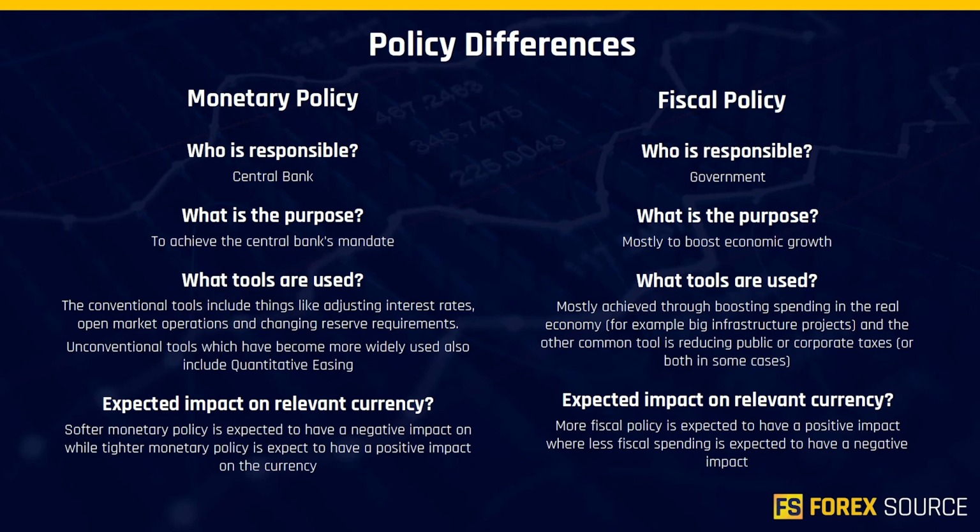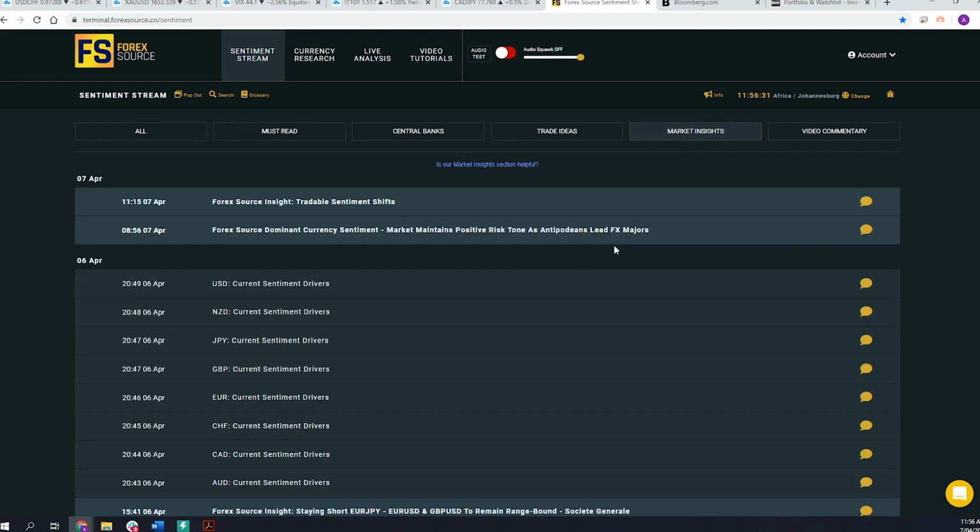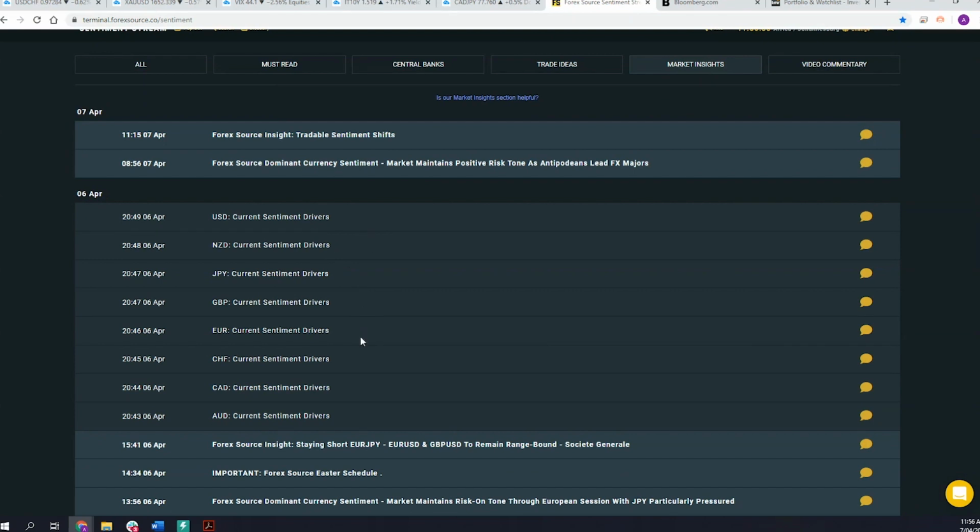Now, how can we use this information in our trading? This is where the Forex Source Terminal comes in very handy. Firstly, we can use our current sentiment drivers report for each of the major currencies to tell us whether the market has any specific expectations for fiscal policy from a particular country. Just as an example, let us suppose for a second that the market is expecting and waiting for a very big fiscal policy with £100 billion to be announced for the UK. When that news first came up, and in the run-up to that announcement, that should be a positive thing for the pound, if that is the only driver for the pound at that time.